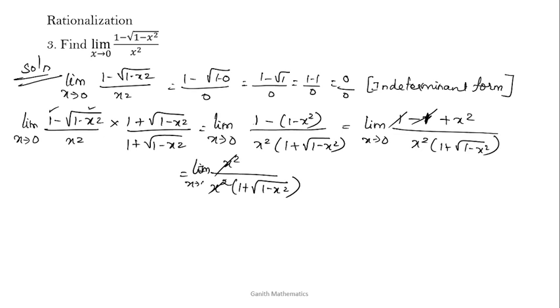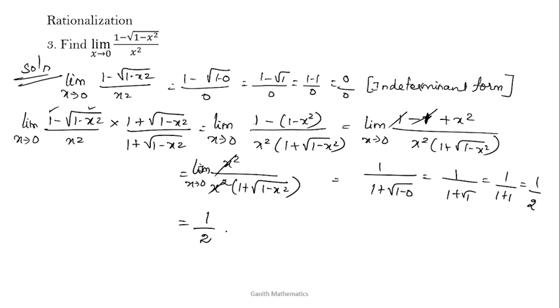Put limit x tends to 0, so that will give you 1 by (1 plus square root of 1 minus 0), 1 by (1 plus square root of 1), 1 by (1 plus 1). So the final answer will be 1 by 2. So the limit of this function is 1 by 2. Okay. We'll move to the next problem.